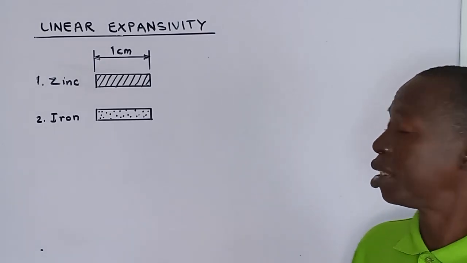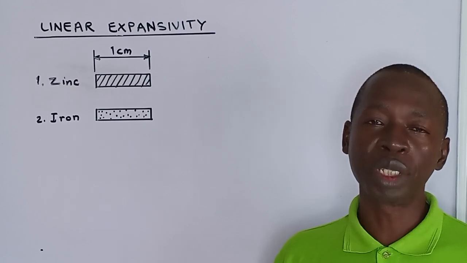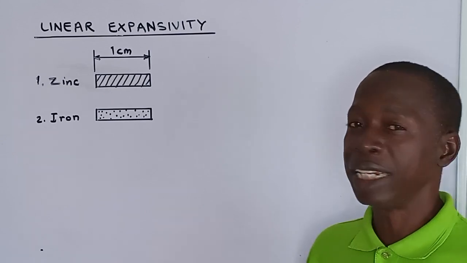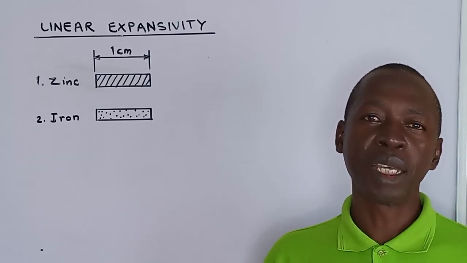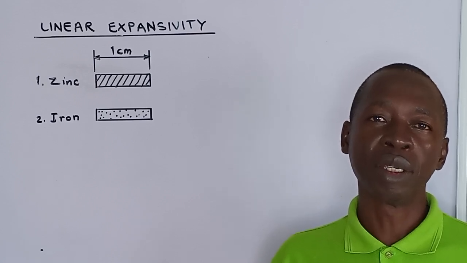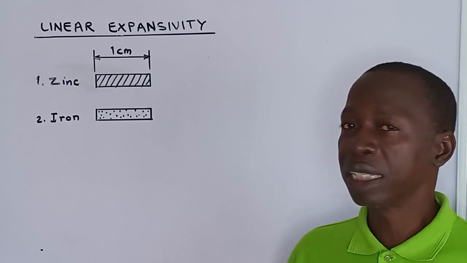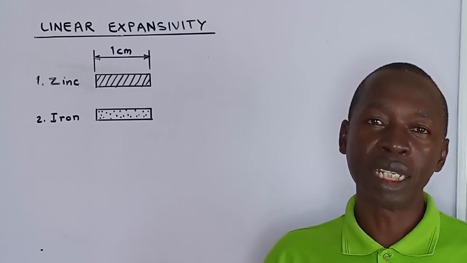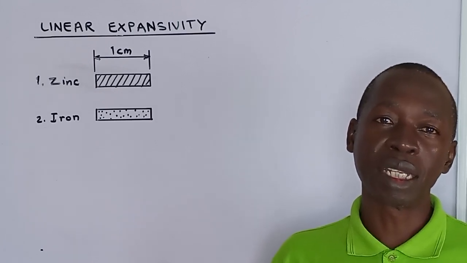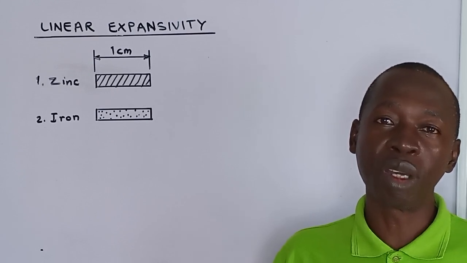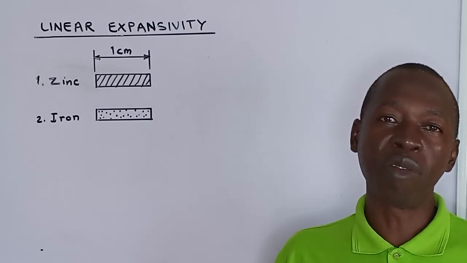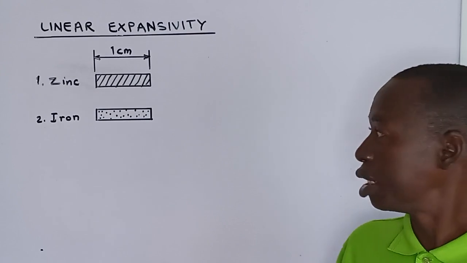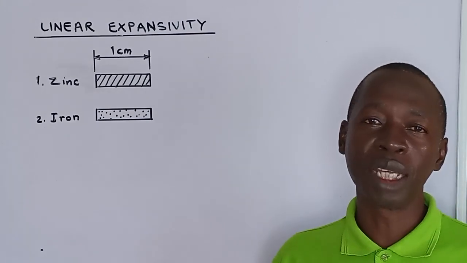Now, expansivity is from the word expansion. And what is expansion? Or more precisely, what is linear expansion? Expansion itself is increase in size. So when we say linear expansion, we mean increase in size of an object in a direction, probably the length of that object. That's increase in the length of the object, or the width, or even the breadth. So these are all referring to linear expansion.